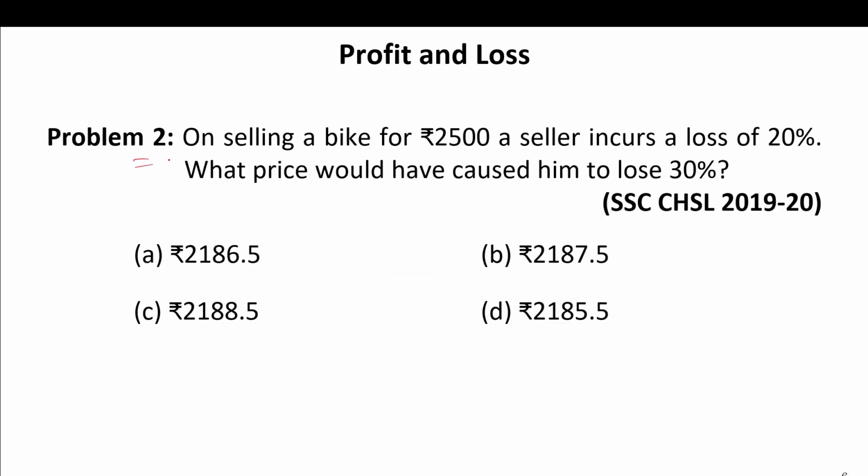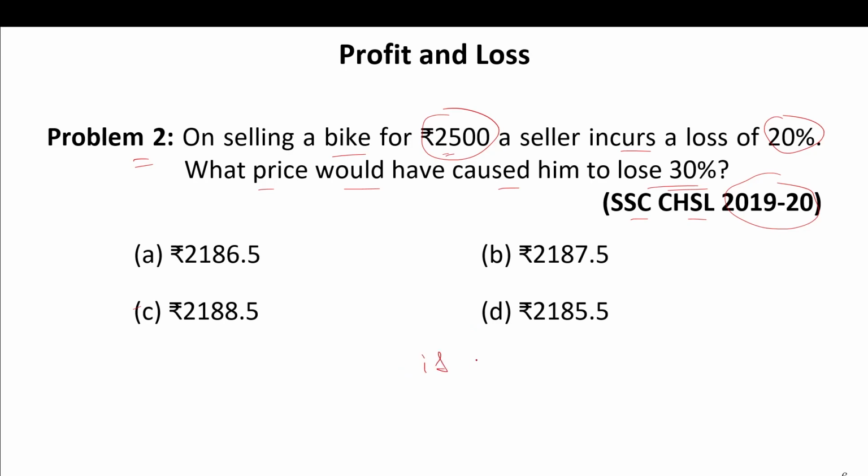So let's see problem number 2. On selling a bike for 2500, a seller incurs a loss of 20%. What price would have caused him to lose 30%? This question appeared in the SSC CHSL 2019-20 paper. Is it 2186.5, 2187.5, 2185.5 or 2188.5? So let's see. On selling a bike for 2500, basically after getting a loss of 20%.